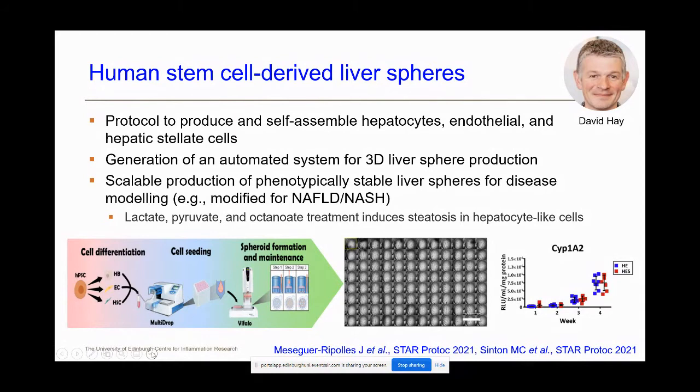These can be manufactured in 96 well format with around 70 spheres per well. Cytochrome P450-1A2 activity from hepatoendothelial liver spheres and hepatoendothelial stellate liver spheres is shown here in the graph. We can treat these spheres with an optimized fatty diet to mimic NAFLD and NASH, and subsequently expose them to varying compounds and combinations, and the effects on steatosis, inflammation, and fibrotic markers can be quantified.